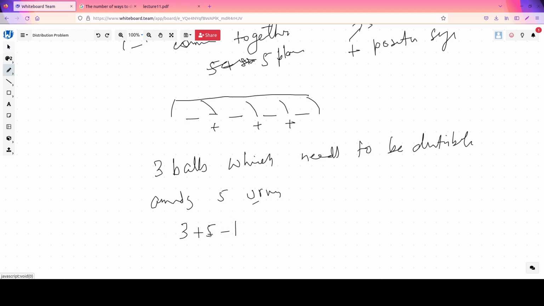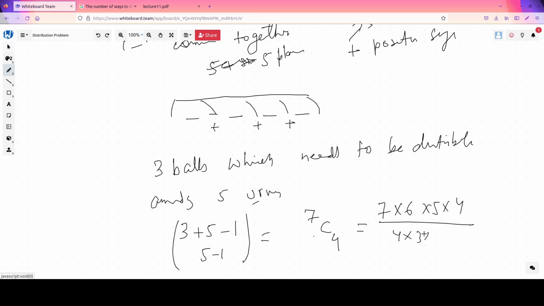We have removed all the restrictions from here, and C 5 minus 1. So that is nothing but 7C4, which is equal to 7 into 6 into 5 into 4 divided by factorial 4, 4 into 3 into 2 into 1. Now 4 and 4 get cancelled, this 3 and 2 get cancelled, so there are only 35 ways you can put. Please note here all the positive signs are the same, so we can apply this principle to solve this problem, right?